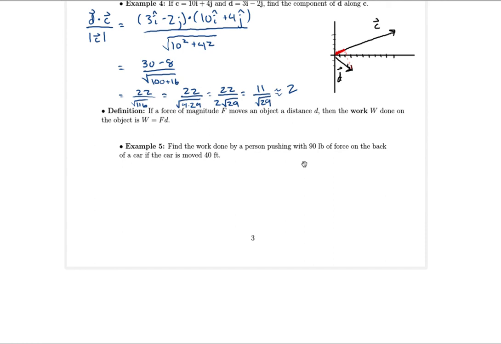And so if I ask you a question like, find the work done by a person pushing 90 pounds of force on the back of a car if the car moved 40 feet. So you're pushing a car that's died. Take the 90 pounds, that's my force, times my 40 feet. And that's going to give me 3,600, and the unit here is pound-feet or foot-pounds. And that's the work done. Now, there's no dot product there. But here's where the dot product comes in.